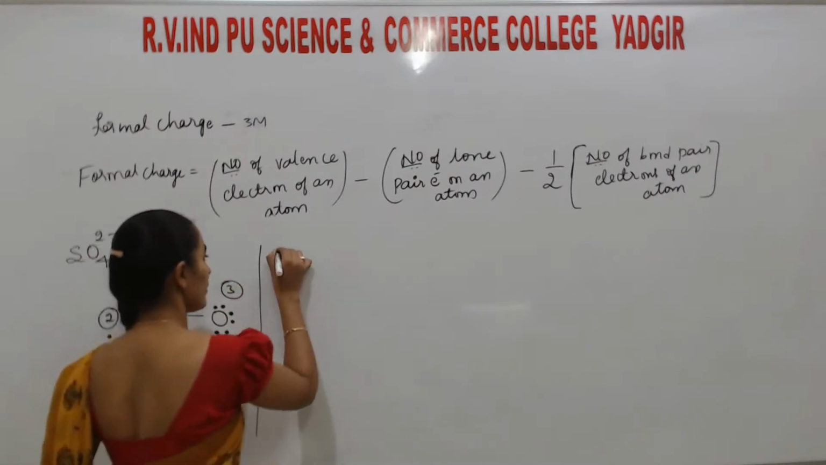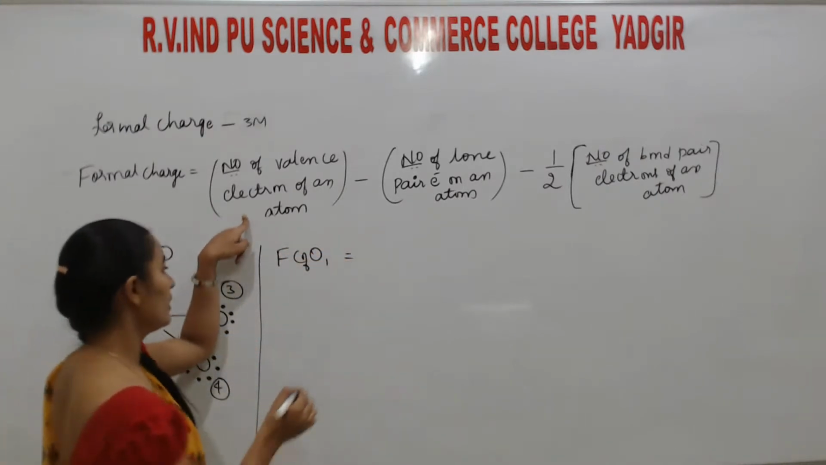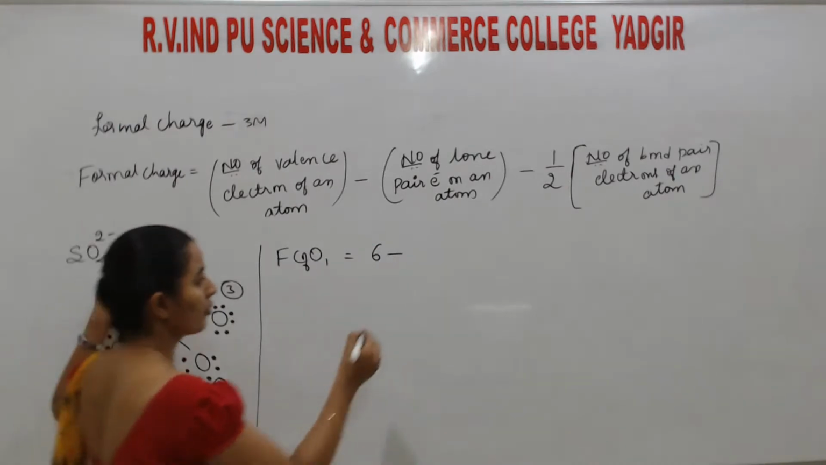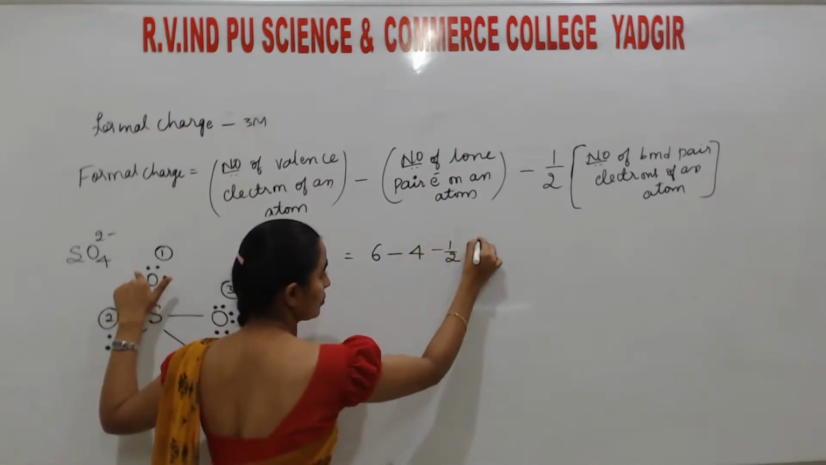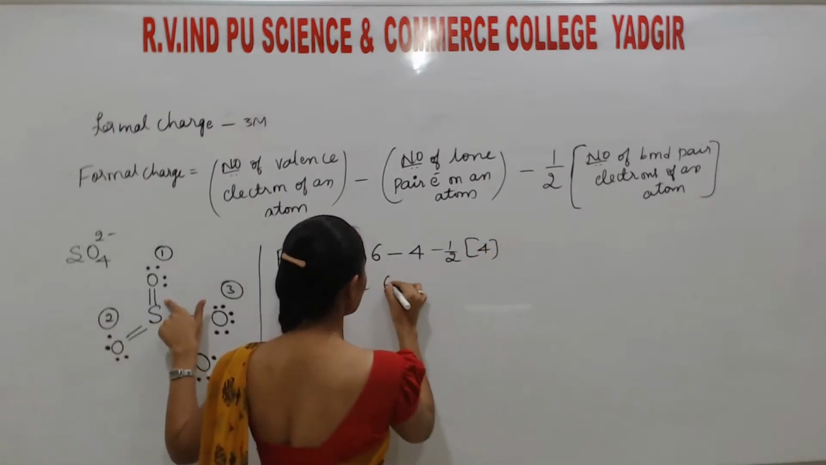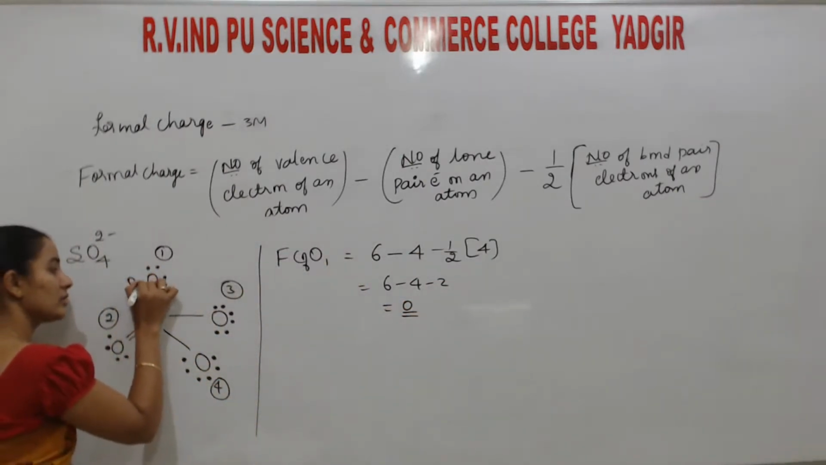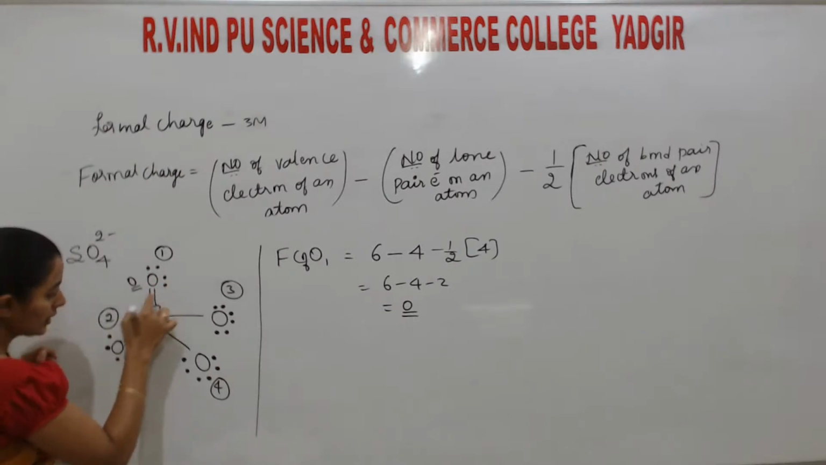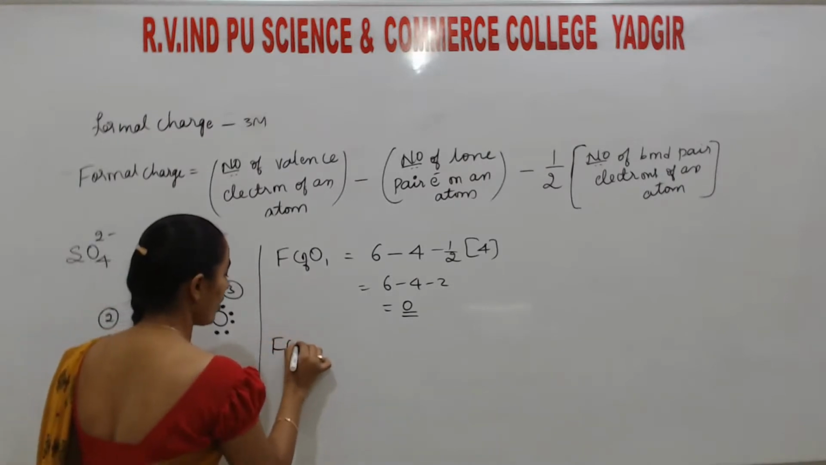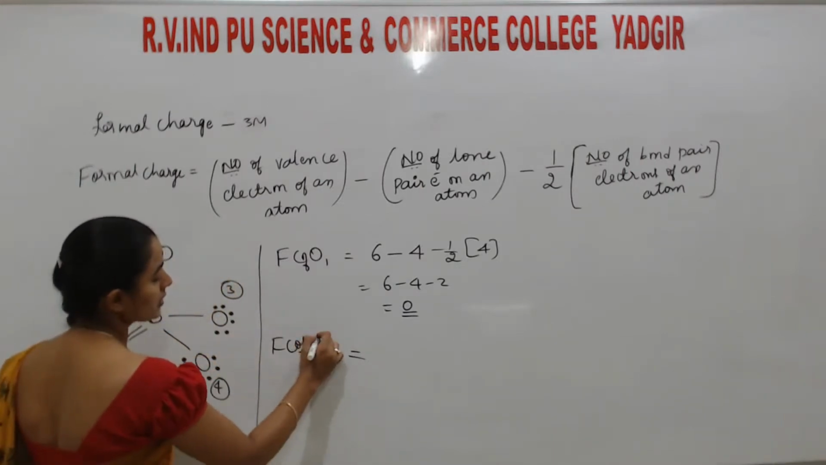So I consider the formal charge for oxygen atom 1. For oxygen, the number of valence electrons is 6. The number of lone pair electrons here is 2 pairs, meaning 4 electrons, minus half into bonded. Here 2 bonds are there, meaning 4 electrons. That is 6 minus 4 minus 2, that is 0. So students, the net charge on this is 0. Here it is also 0 because these two are the same. Nothing is different.